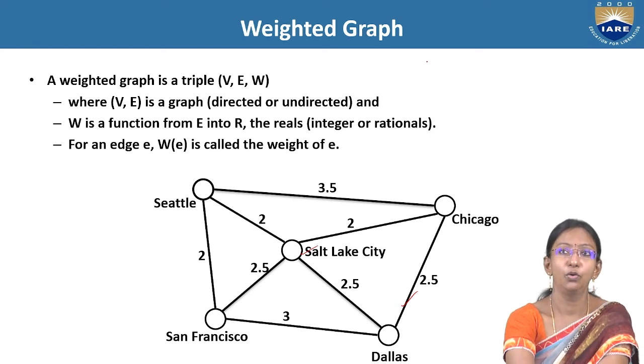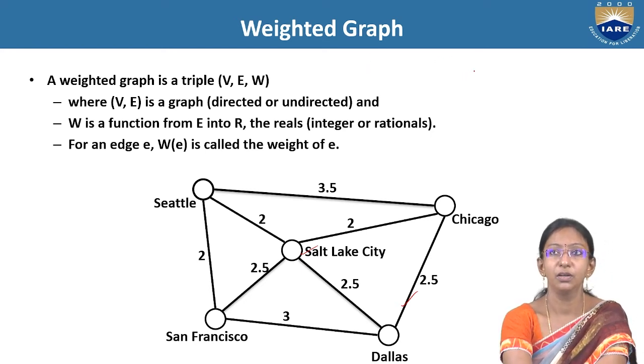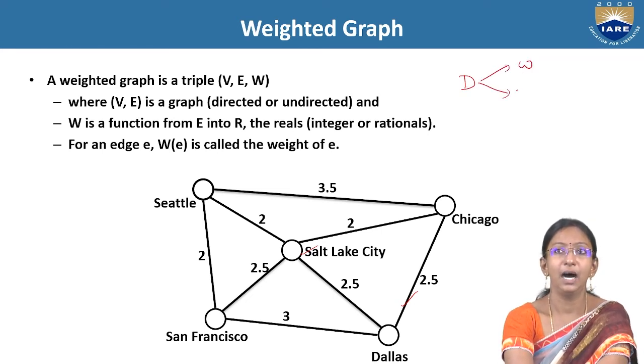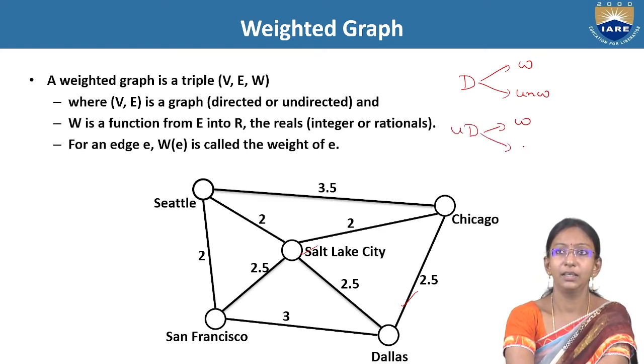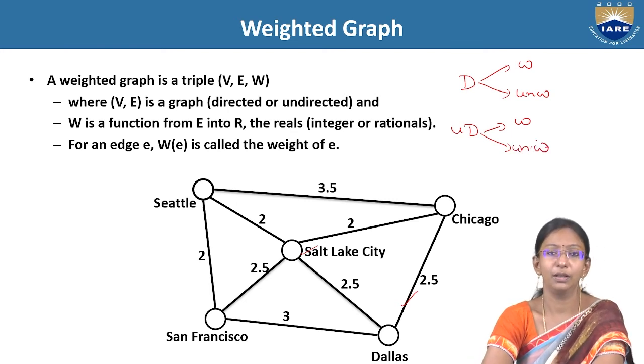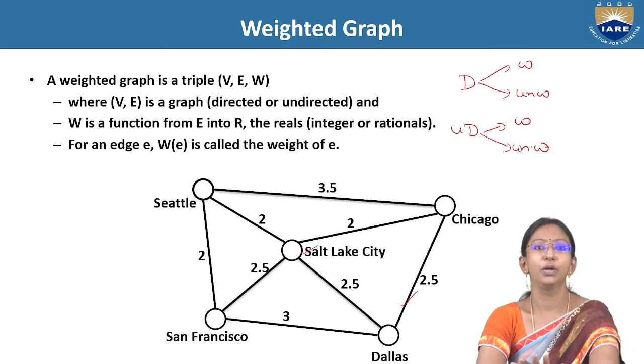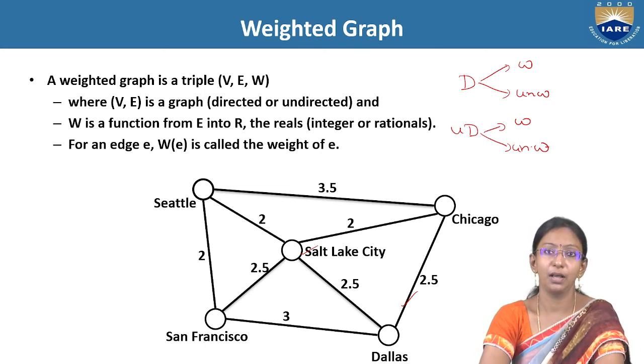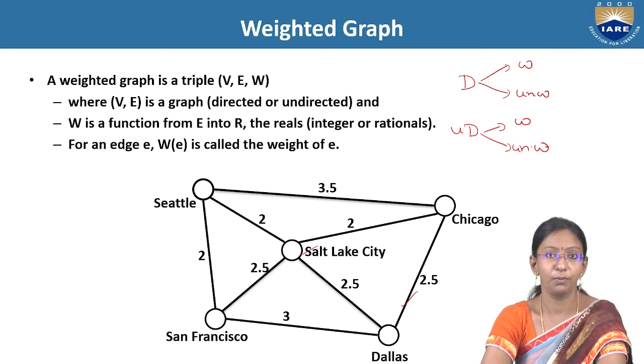Totally we have four combinations, my dears. You can have a directed weighted graph, directed unweighted graph, undirected weighted graph, or undirected unweighted graph. These are the four combinations you can have. Based upon the application, we are going to choose an appropriate graph to represent our problem.